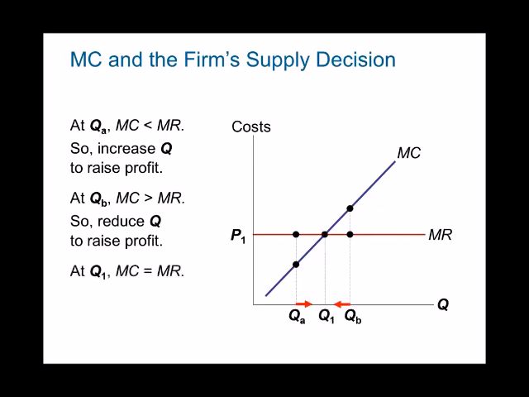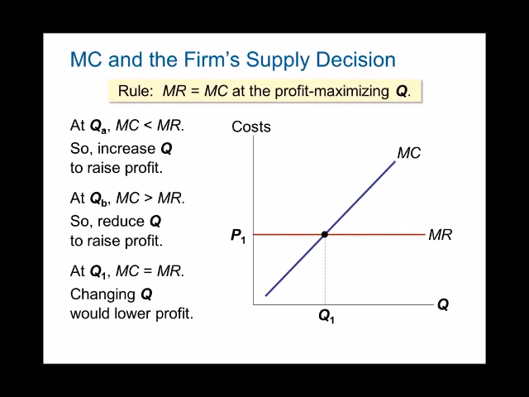At Q1, exactly Q1, marginal cost equals marginal revenue. So changing the quantity would lower profit. If you think about it, it's like an upside down U-shaped curve, and you're at the top at Q1. Any other quantity that you're producing will lower your profit level. So Q1 is the point that you should look for. If you're a perfectly competitive firm and you want to maximize profits, then Q1 is the point.